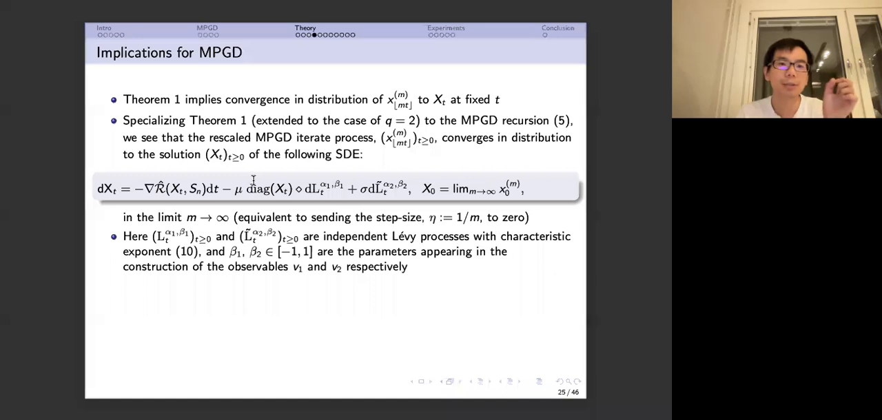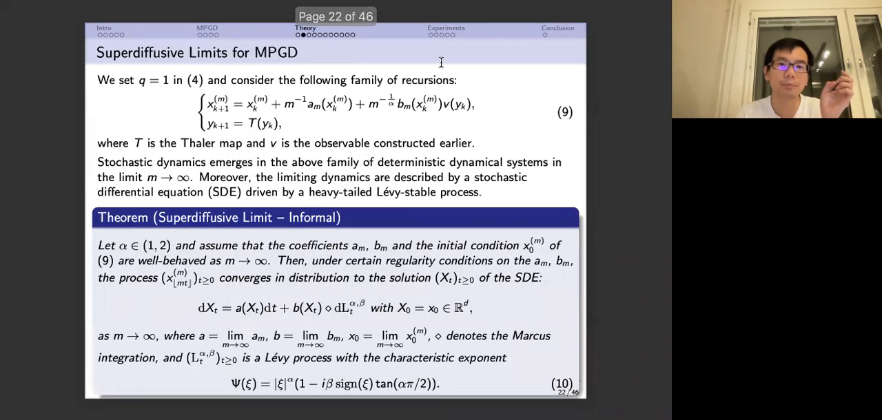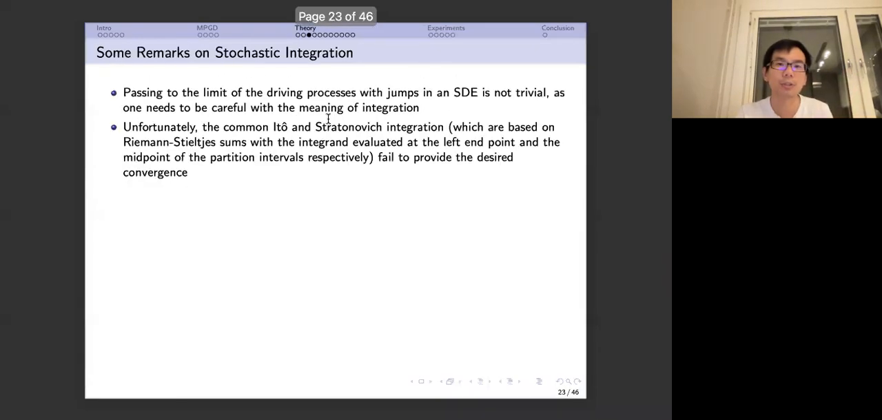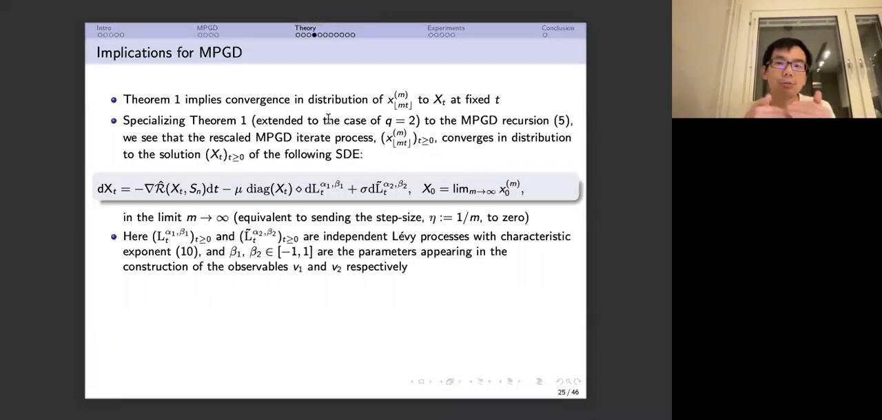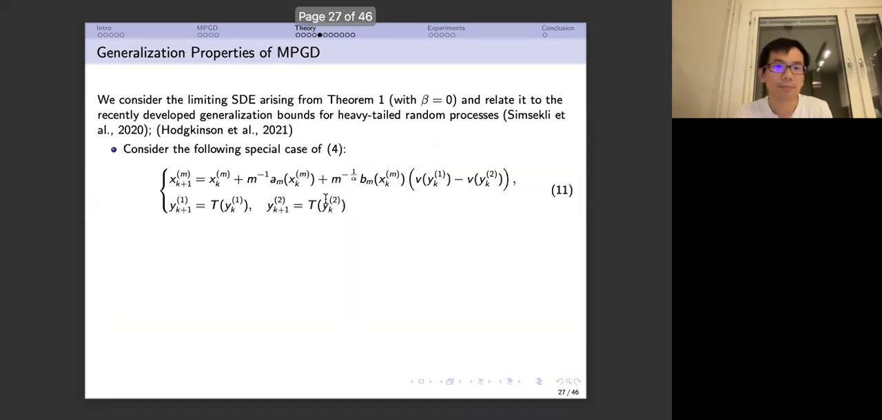Since I'm running out of time, I just want to quickly go over what I have next. This theorem is pretty general, holding for this family of recursions. If we specialize this to MPGD, basically MPGD converges to a gradient flow, which looks like this, driven by some heavy tail process. Let me see, I have like 3 minutes.